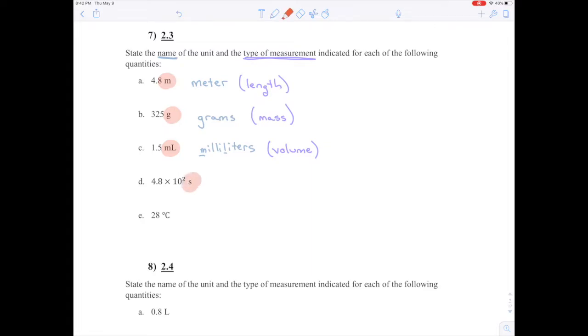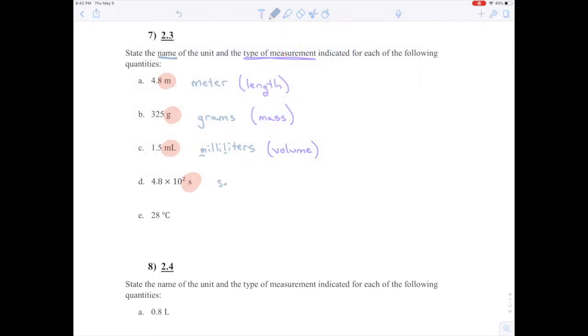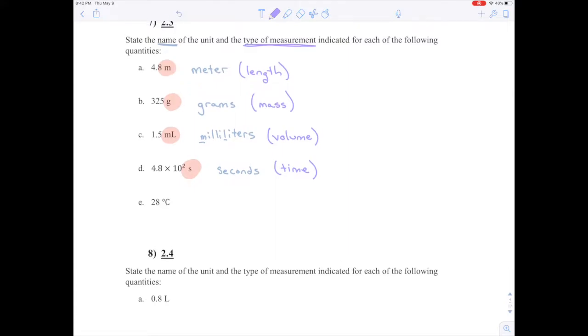For D, they give you S. S is seconds. And seconds is measuring time. Sometimes called the 4th dimension. Then for E, they give you degrees, capital C. That's degrees Celsius. And that's a measure of temperature, so how hot something is.